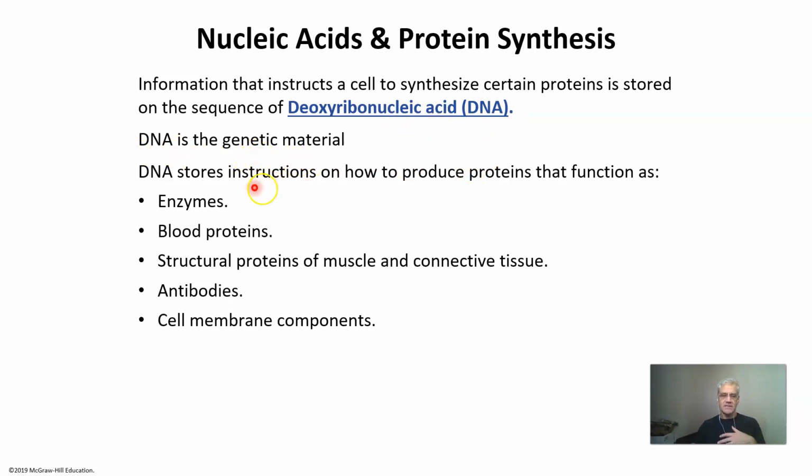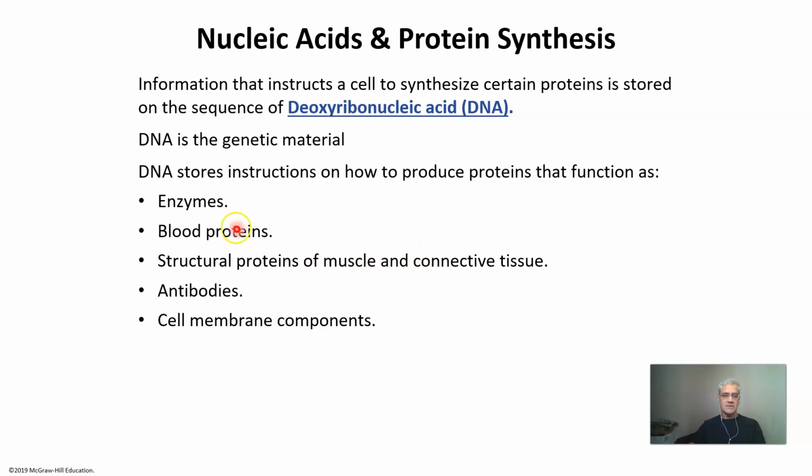DNA is the genetic material. What is genetic material? Genetic material stores instructions on how to produce proteins. So everything that happens in your body has to happen through a protein. A protein has to form, say, the cytoskeleton of your cells. It has to form the main structural protein of your body. That's called collagen. Collagen is a protein, and the ability to make that protein is defined in the DNA. Every protein in your body.